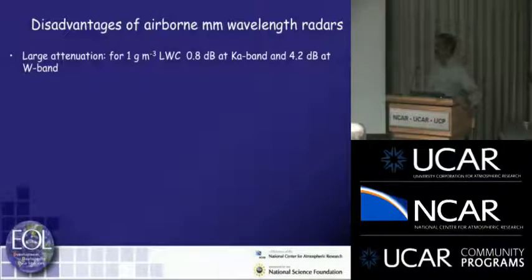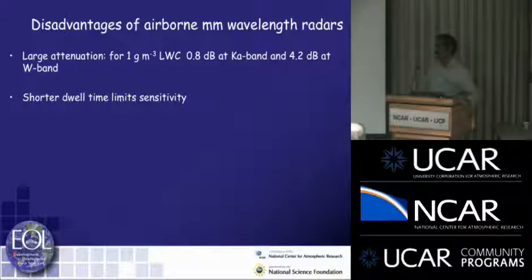A lot of attenuation. For example, a gram per meter cubed of liquid gives rise to about 0.8 dB at Ka band and 4 dB at W band. In terms of disadvantages, there are also advantages. Sometimes you can use that to estimate liquid water content itself because it's highly attenuating. It's possible to use that to our advantage. But in general, we can't penetrate deep into the cloud. We can't look at very high dBZ measurements with the millimeter radars.